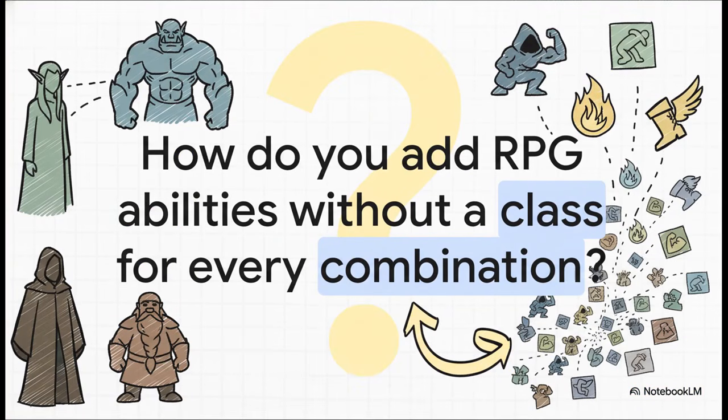Just imagine you're building a role-playing game. You have, say, 10 character races, elf, orc, you get the idea. Then you want to add 4 special abilities, stealth, super strength, and so on. If you try to create a new subclass for every single combination, like a stealthy, super strong elf, you'd wind up with 160 classes. It's what we call a class explosion, and it's completely unmanageable.